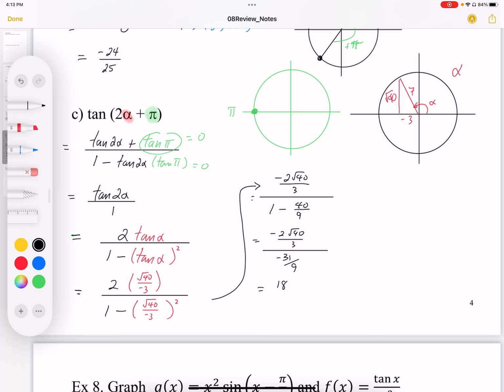The 9 goes on top, so 18 root 40 over the 3 is divide, the 31 is divide, so it's going to be 3 times 31, or 93. So the slope that I'm going to end up with, or the tan ratio of 2 alpha plus pi, is going to be 18 root 40 over 93. If you want, you can leave it like that. We can factor out that square root 4 to become 36 root 10 over 93. Okay, so either answer is perfectly fine.